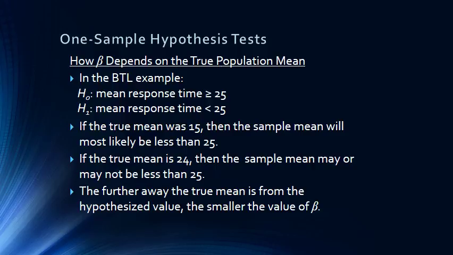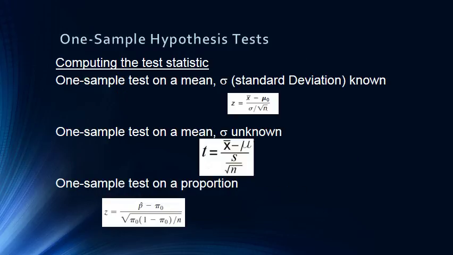So in the BTL example, we say the null hypothesis, the mean response time is greater than or equal to 25. The alternate hypothesis would be that the mean response time is less than 25. If the true mean was 15, for example, then the sample mean will most likely be less than 25. If the true mean is 24, then the sample mean may or may not be less than 25. So the further away the true mean is from the hypothesized value, the smaller the value of beta. Because we don't know the true mean. Okay?